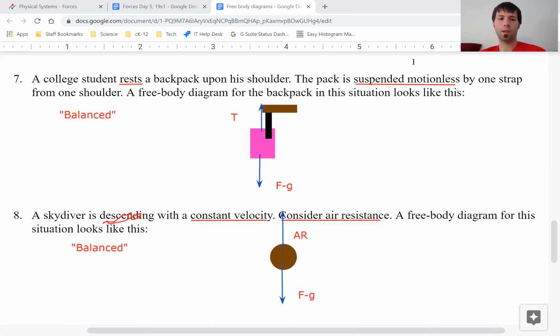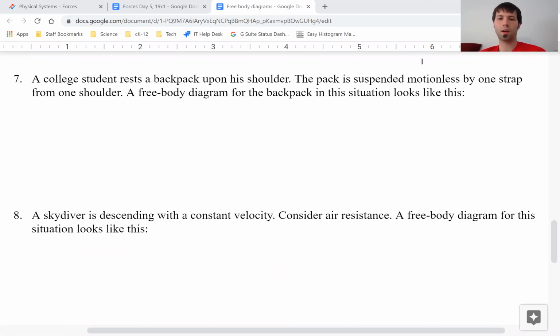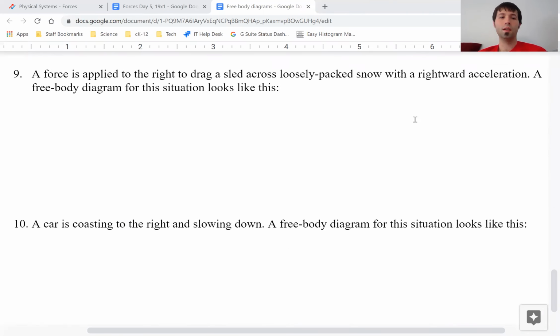Okay, so let me move on to the last two problems here. If you're still with me, by the way, you're incredibly patient, and I'm glad you're here. I'm glad you want to learn.